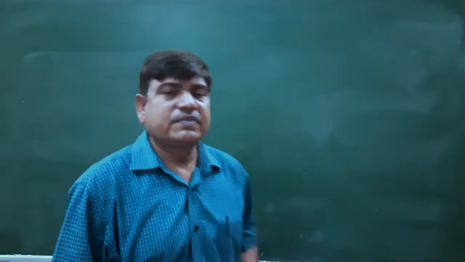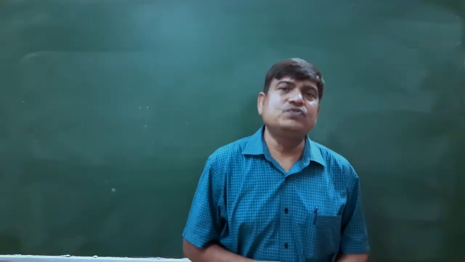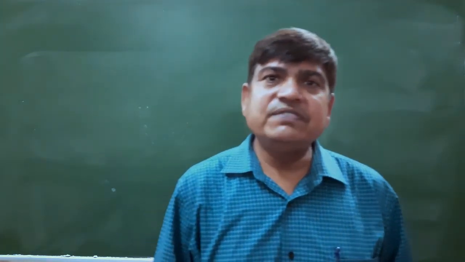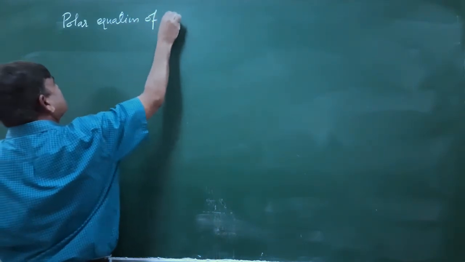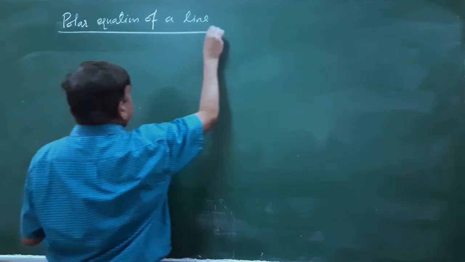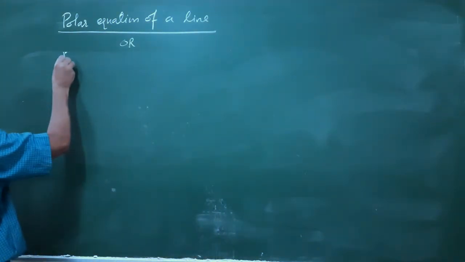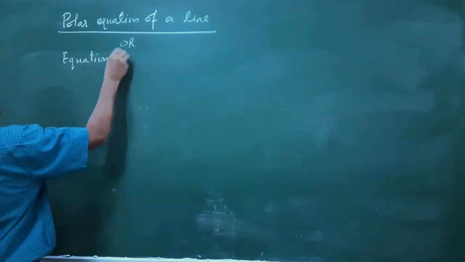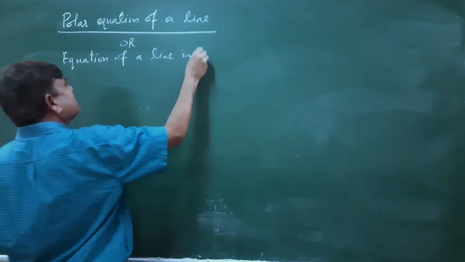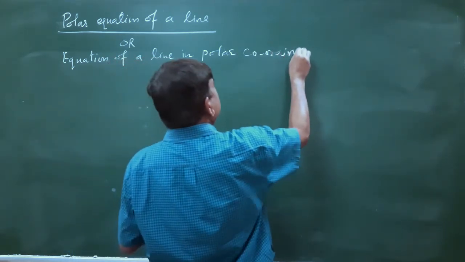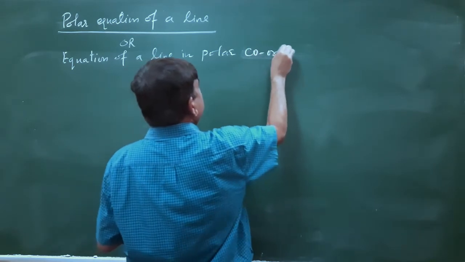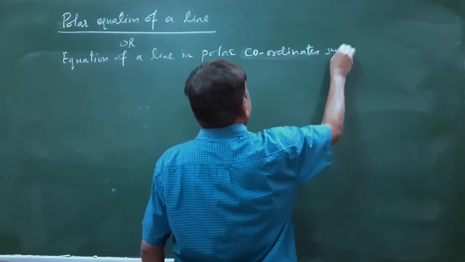Now we do one more article. We have done the distance formula. We have done how to find the area of a triangle. Now we derive the equation of a line in polar form. Polar equation of a line. Equation of a line in the polar coordinates system.